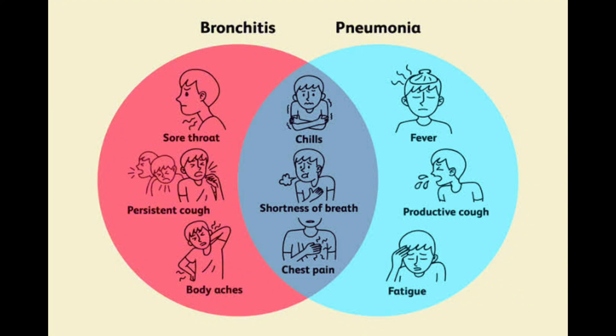Pneumonia often presents with a high fever, chills, and a cough that produces phlegm. This phlegm can sometimes be rust-colored or tinged with blood. Chest pain, especially when breathing deeply, is another telltale sign of pneumonia. This pain can be sharp and worsen with each breath.